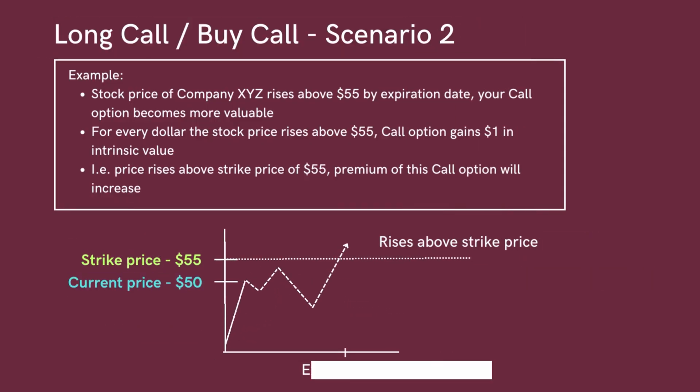Similar to the long put strategy, the loss for this strategy is capped and therefore the risk is limited. Scenario 2. If the stock price of company XYZ rises above $55 by the expiration date, your call option becomes more valuable. Basically, for every dollar the stock price rises above $55, your call option will gain $1 in intrinsic value. Once again, a simple explanation would be, as the price rises above the strike price of $55, the premium of this option will increase.